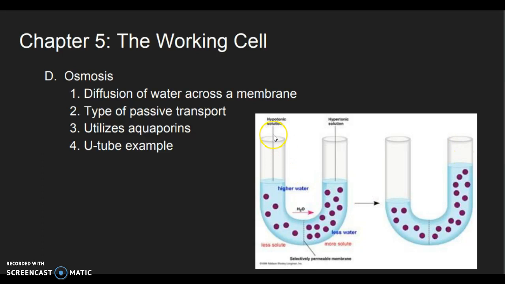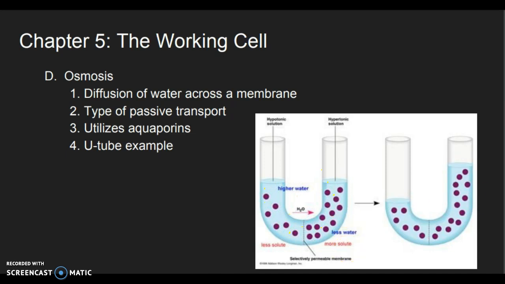Now, in this example, which is called the U-tube example, this is a very, very common diagram or picture of what you would see to display osmosis. So as you can see here, on this side, we have less solute particles than we have here. This is the higher concentration, and this is the lower concentration. However, on the side with less solute particles, you're going to have a higher concentration of water, and vice versa on the other side. Now we know that water moves from high to low, so if there's a higher concentration of water here, it's going to move in this direction.